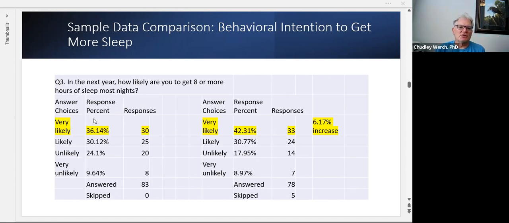You could see at pre-test, 36% of youth said they're very likely to get 8 or more hours of sleep. At post-test, after the lesson, it went up to 42%. And if you look to the far right, the difference is 6%. There's a 6.17% increase in very likely to get 8 or more hours of sleep. Now, you can decide what you want. Normally, we have a cutoff of, say, 5%. Anything 5% and above we'll highlight because of the error and the chance and so on in these data. So there's one example of how you can compare pre and post actual percentages and responses, number of responses.